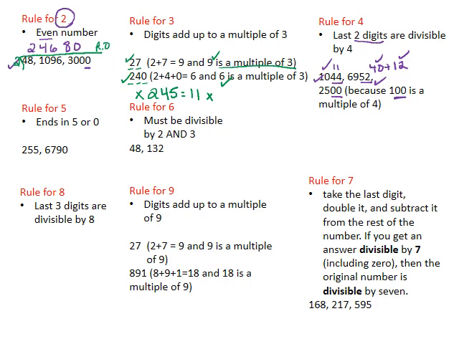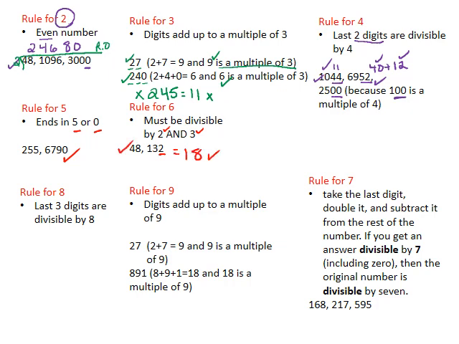The rule for 5 is the easiest one. If it ends in a 5 or a 0, it's good to go. The rule for 6, it just has to be even, so it has to fit the divisibility rule for 2, and it also has to fit the rule for 3. So all these digits added up must be divisible by 3. So 4 plus 8 is 12, plus 1 more is 13, 14, 15, 16, 17, 18.